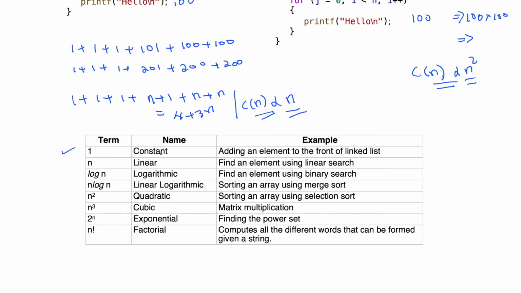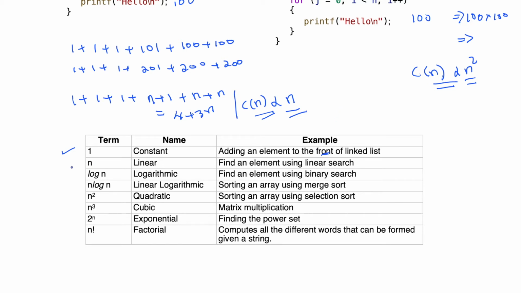That is, a constant operation takes a constant amount of time irrespective of the input size. For example, adding an element in front of a linked list is an algorithm that takes constant time, because you don't need to do anything iteratively or traverse the linked list to the end, since you are adding the element in the front. So it will take some fixed number of steps, which doesn't depend on the input size.